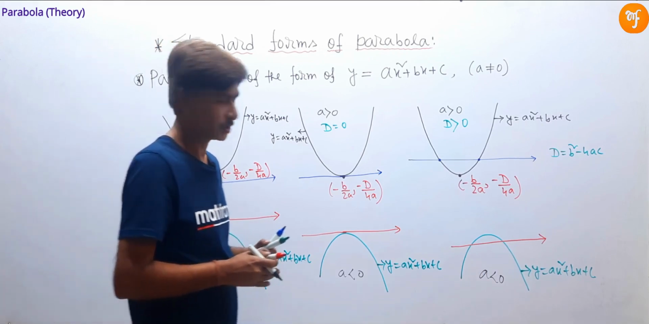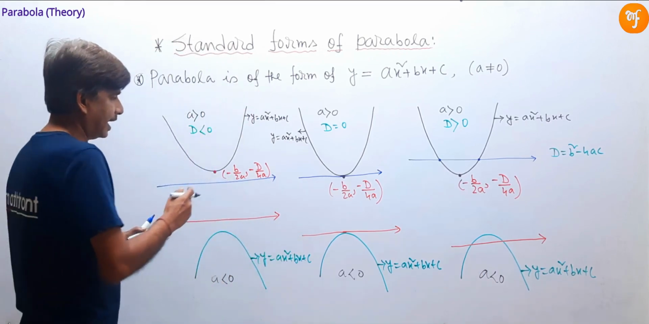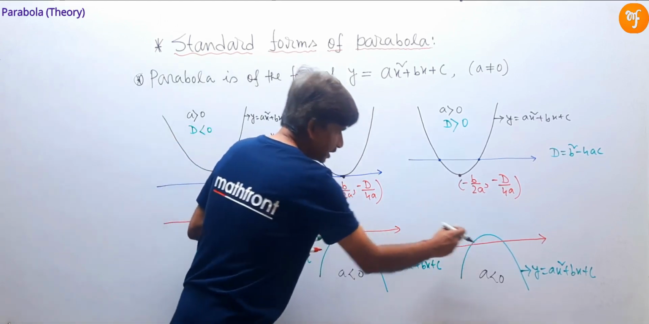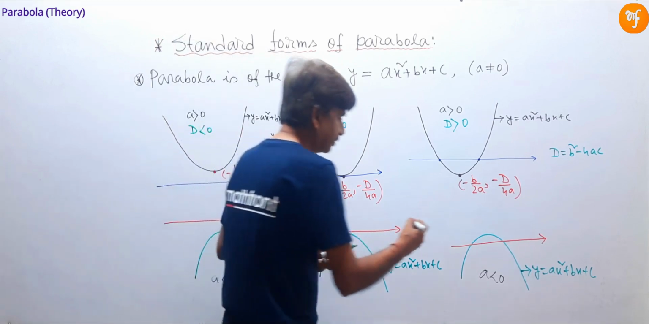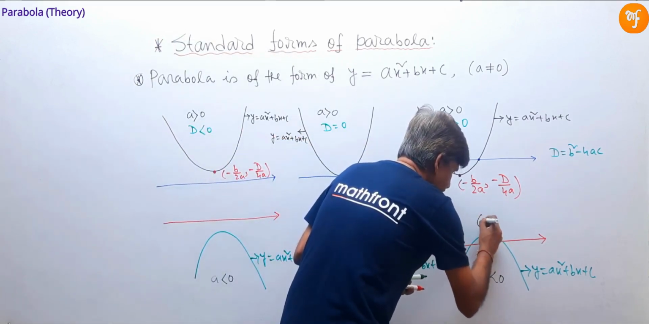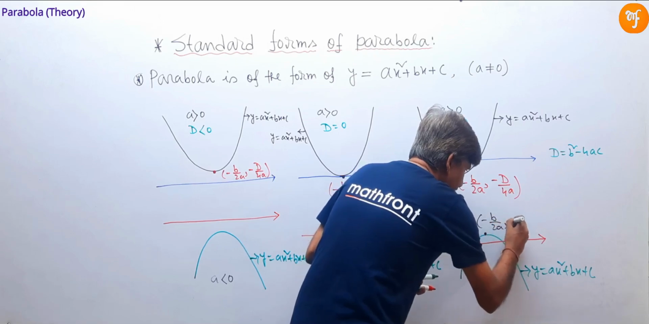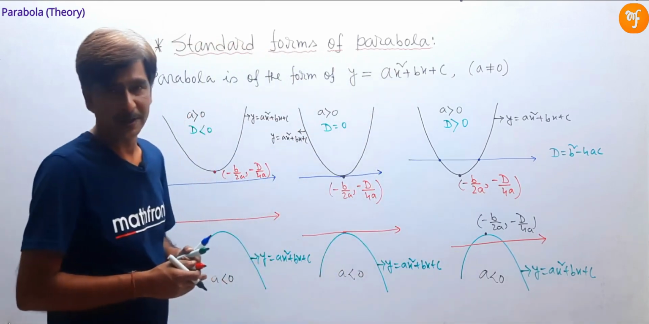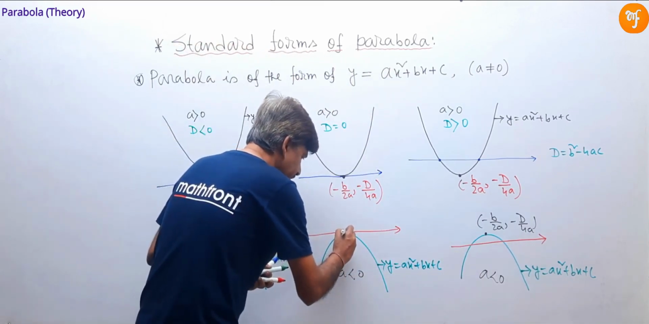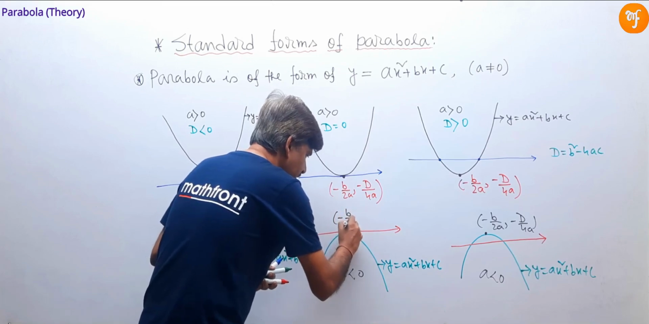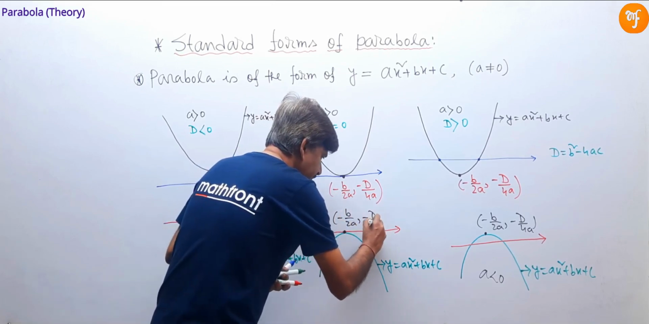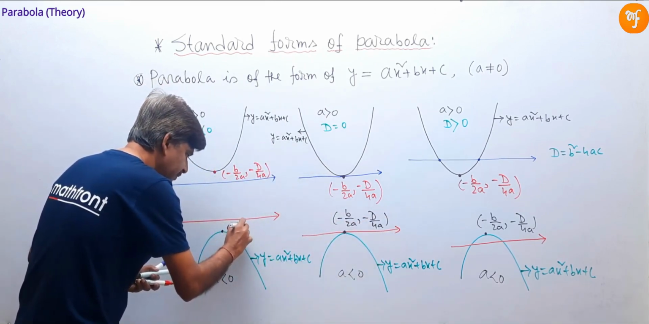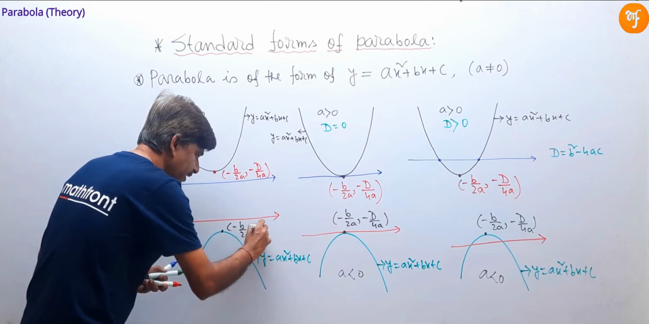the parabola is concave upwards. And the vertex of this parabola, or this parabola, or this parabola, has coordinates minus b by 2a comma minus d by 4a. The value of d is definitely b square minus 4ac. So here also the vertex is minus b by 2a comma minus d by 4a.